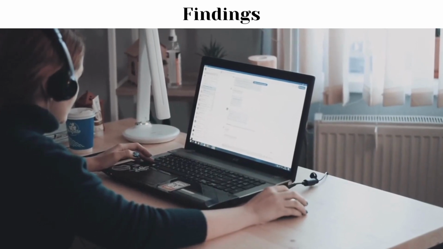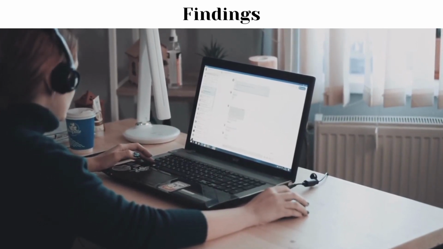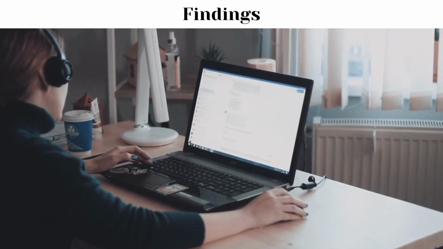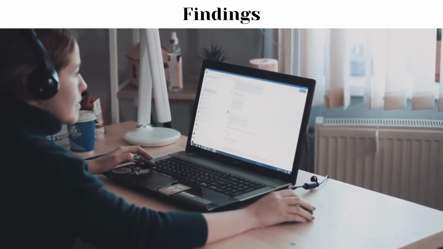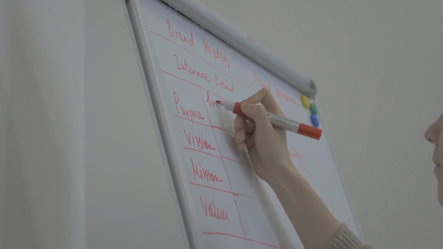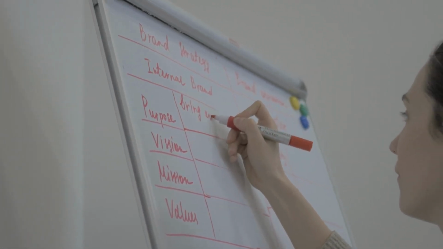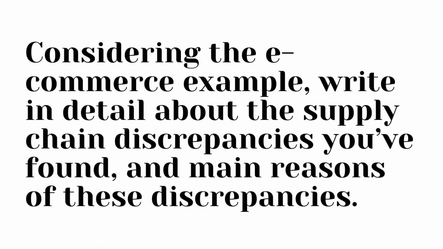Now, on to the findings. This is where you present the data, facts, and evidence you've collected. Accuracy is key. Describe the issues you've mentioned in the introduction part, while providing a brief analysis of these issues. Considering the e-commerce example, write in detail about the supply chain discrepancies you've found, and the main reasons for these discrepancies.